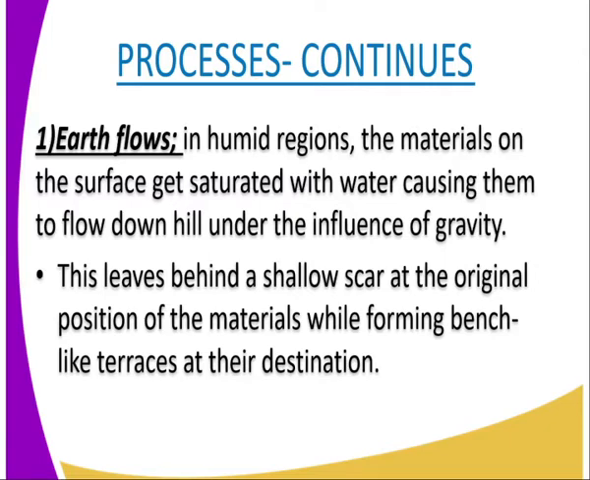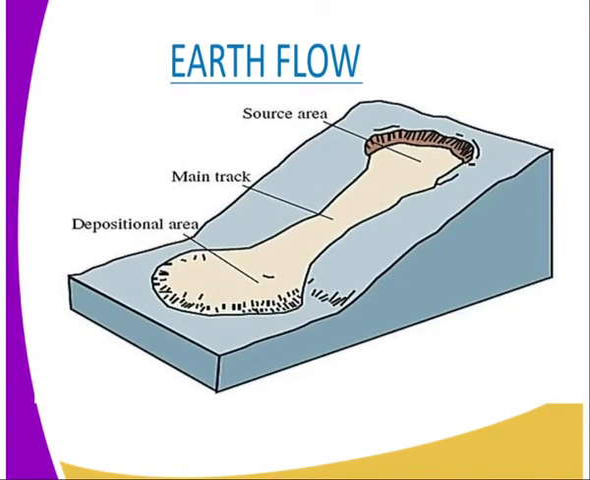This leaves behind a shallow scar at the original position of the materials while forming bench-like terraces at their destination. That is the reason we refer to it as the earth flow. You can see the source area where it has moved from, the track that it has taken, and where it has been deposited, making terraces. There is a scar where it has moved from, and a point where it has been deposited.